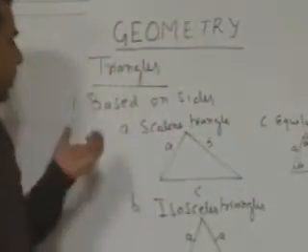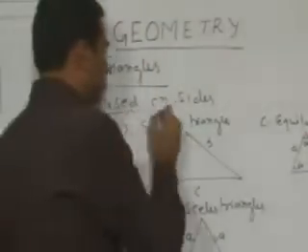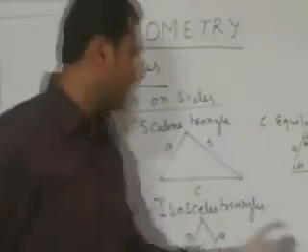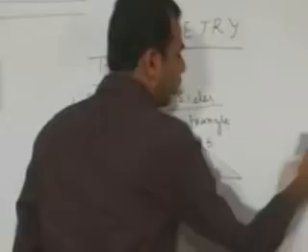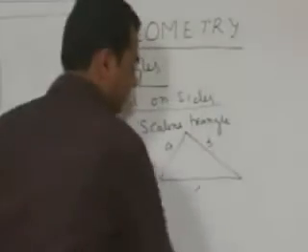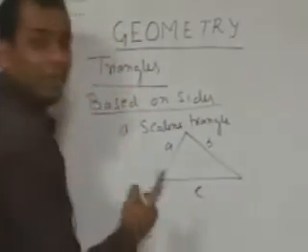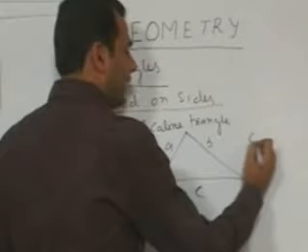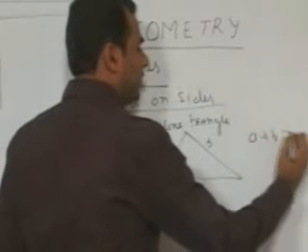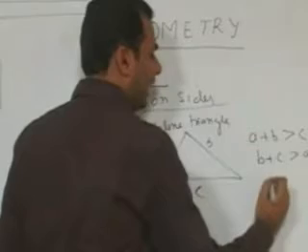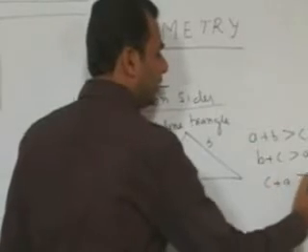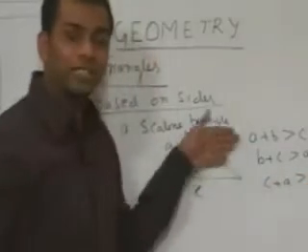Now the other important property, since we are discussing the sides here, the most important property of the triangle is that the sum of two sides of a triangle is always greater than the third side. So we can definitely say here that A plus B is always greater than C, B plus C is always greater than A, and C plus A is always greater than B. So the sum of two sides is greater than the third side.